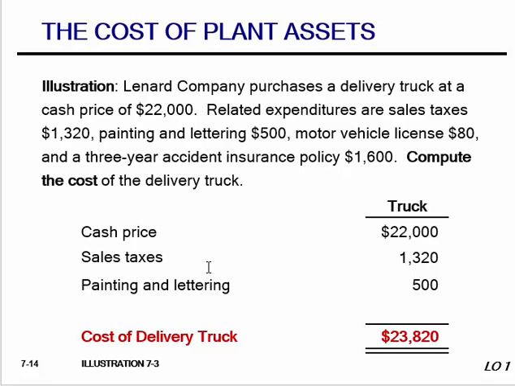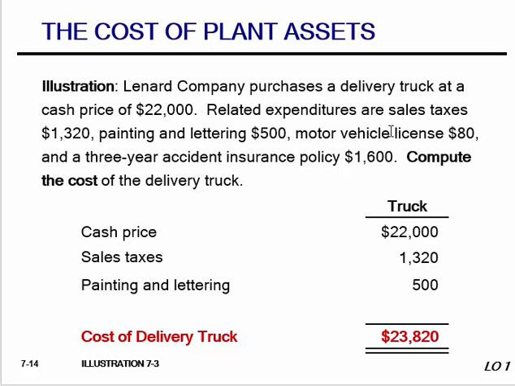Because if you can think about it, that $500 expenditure right there is really going to be helping us for several years as that truck is driven around town. Okay, so roll those three numbers together for a total of $23,820, and that's what we would increase to the equipment account. Now, what would we do with these other items? Well, let's take a look at them.